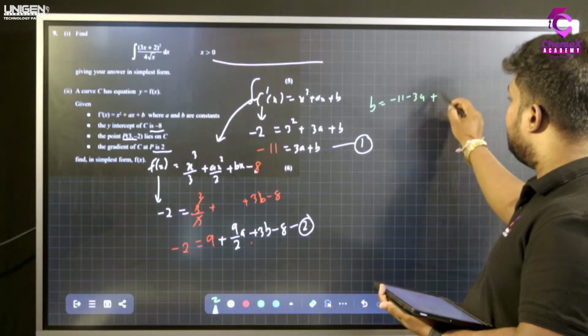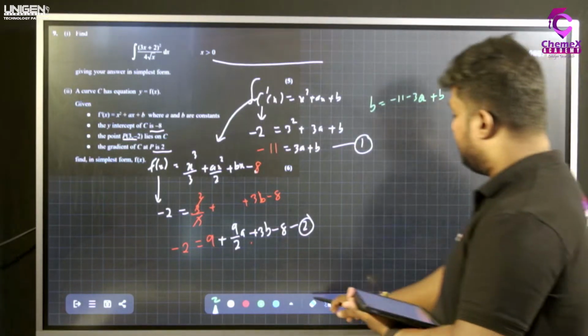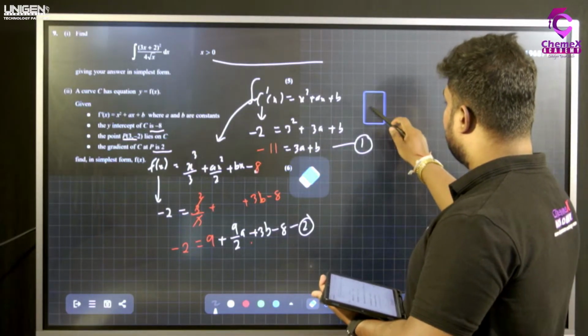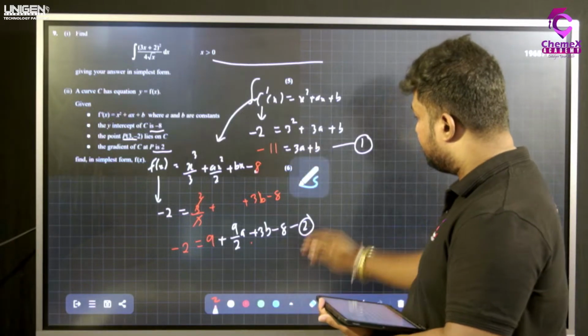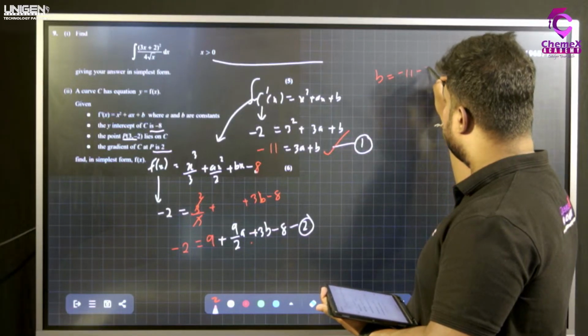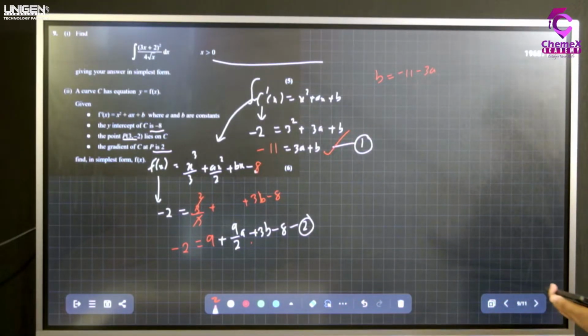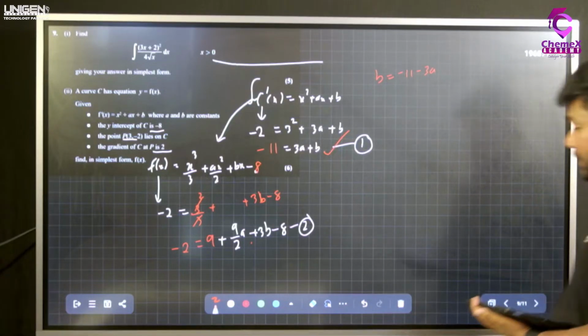3a plus b. I forgot that. So b is minus 11 over 3a plus b. b is equal to minus 11 minus 3a. Sorry.